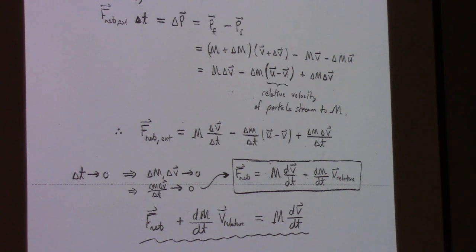All right, so this means that you get this modified Newton's second law, which is that the net force plus dm/dt times the relative velocity of the ejected mass is equal to mass times acceleration. And so we can solve this differential equation to understand the motion of a rocket, right?